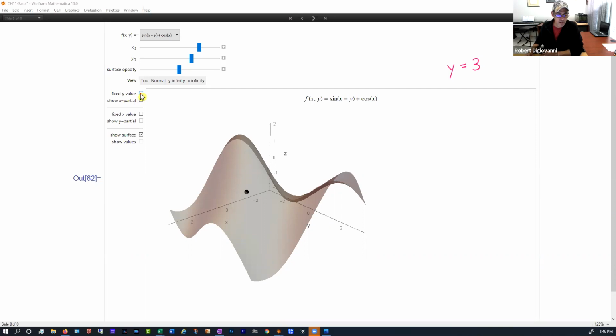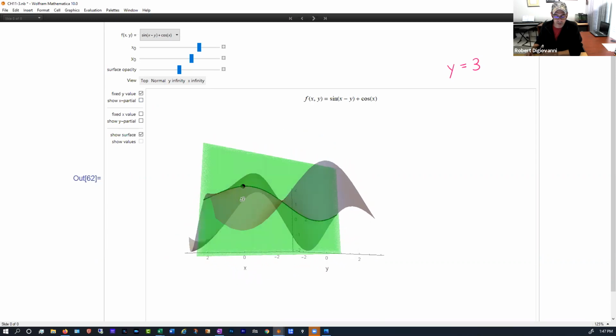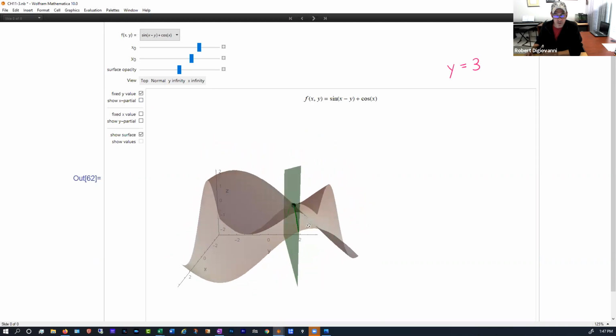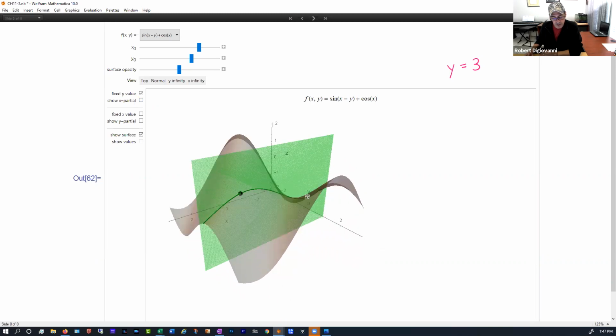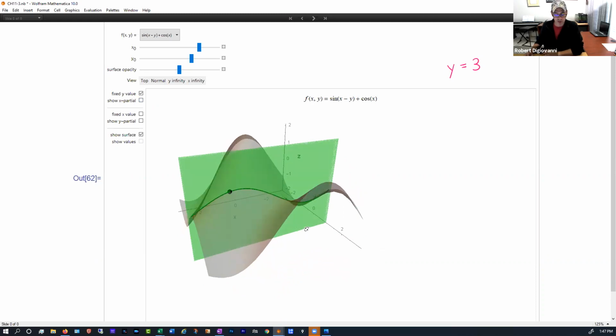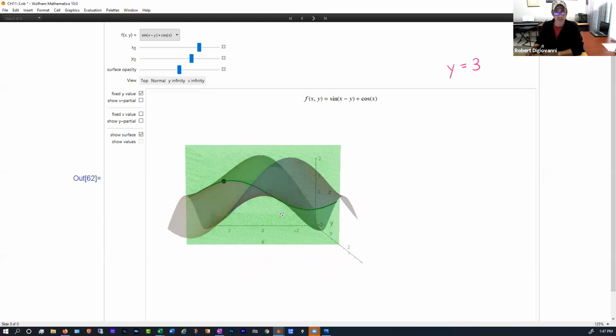Now I have it here for us. I'm fixing the y value. Boom, there it is. Now, do you all see that that plane actually intersects our surface? And if you look at it this way, isn't this intersection just a curve? It's just a curve, almost like a Cal-1 curve, especially if we turn and look at it from this direction, imagining looking at it from the side.